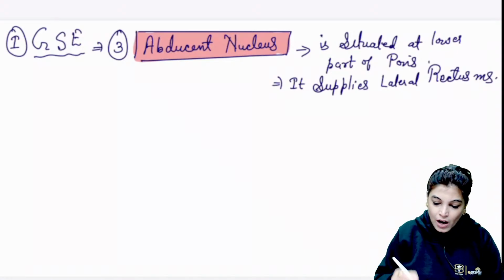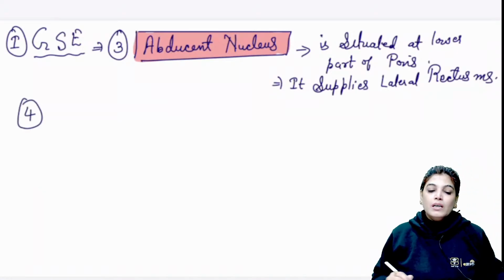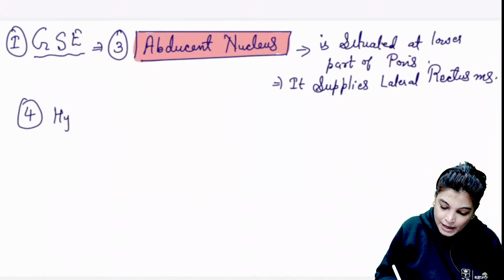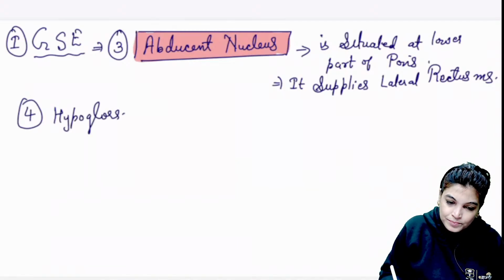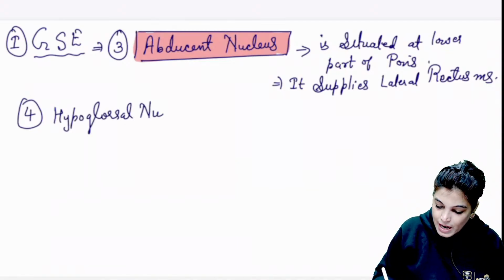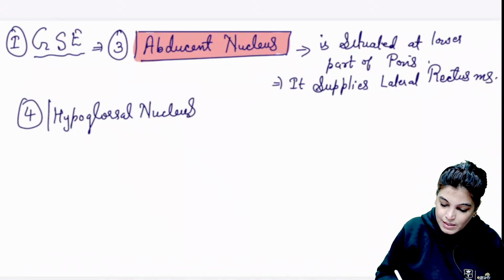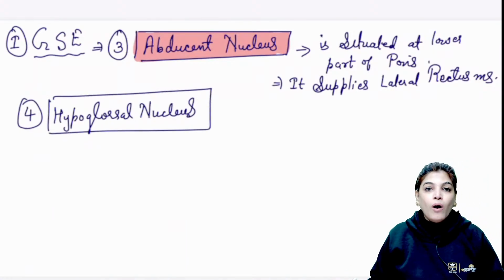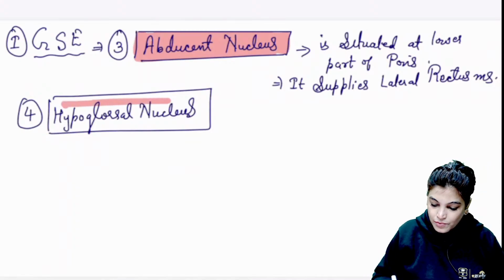So done with this. Now, which is the fourth nucleus in this category? The hypoglossal cranial nerve nucleus. And this hypoglossal nucleus is actually an elongated nucleus. So which is the fourth one? Hypoglossal nucleus.